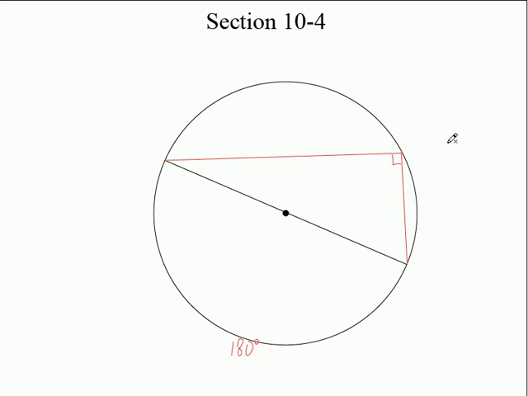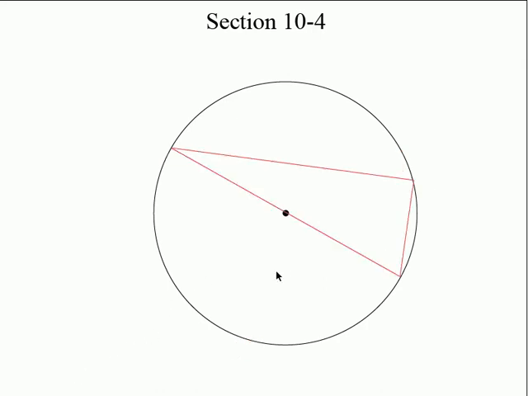Any questions on that one? On why it is or anything like that? All right, let's pause that and resume.